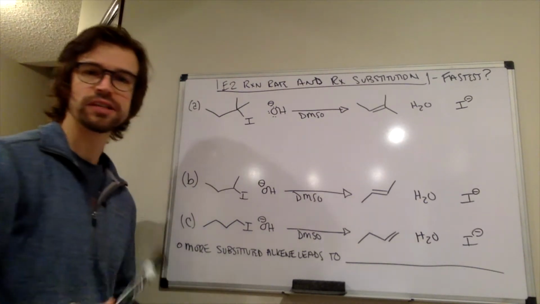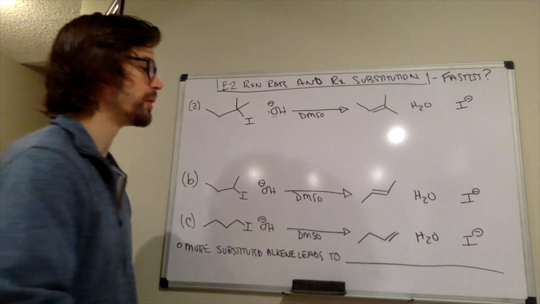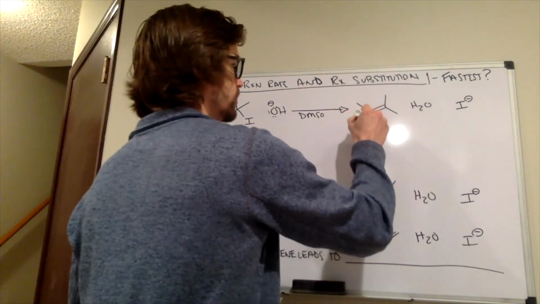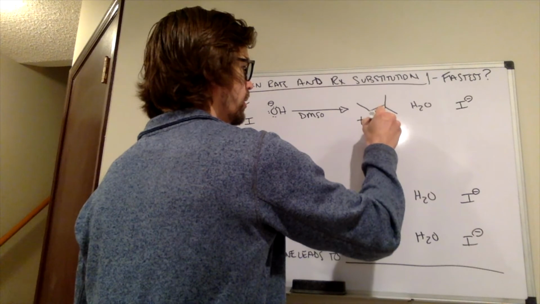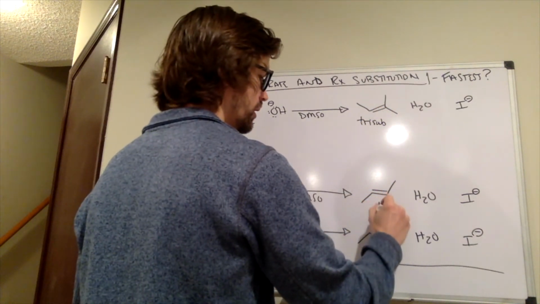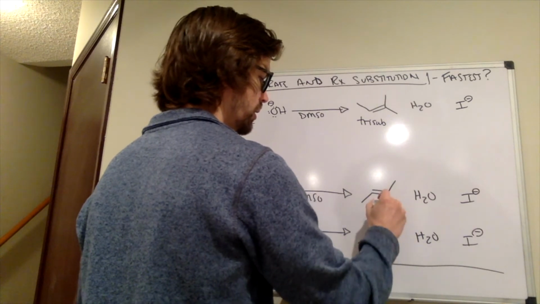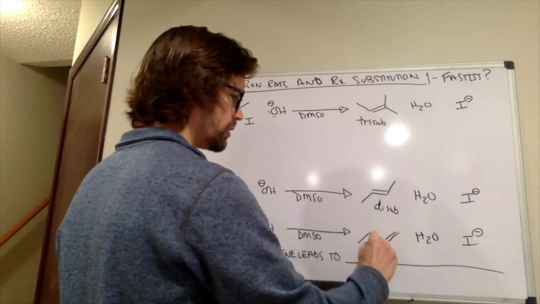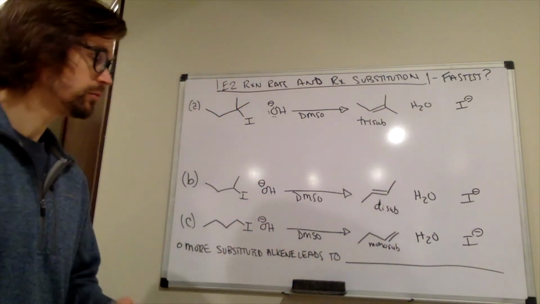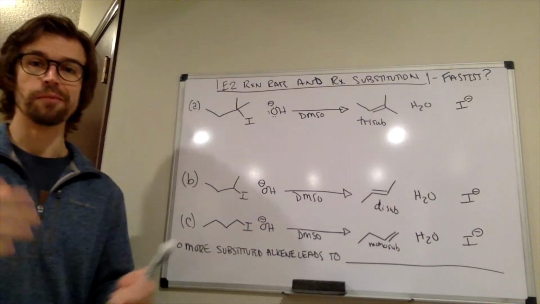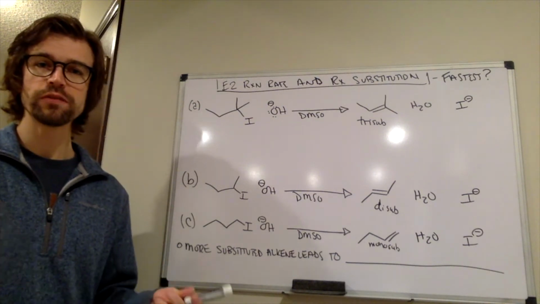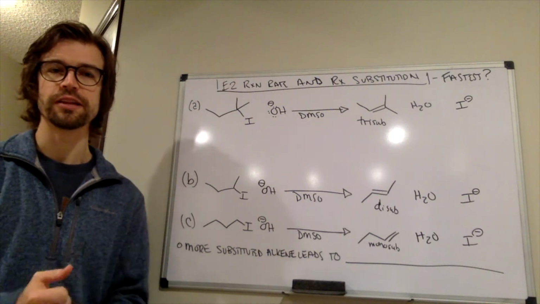And we're forming different types of products too. We're forming a tri-substituted alkene, so this is tri-sub. We're forming a di-substituted alkene here, di-sub, and this is a mono-substituted alkene, mono-sub. So, E2 reactions, we know how they work, we know what the mechanism is. Which of these would you expect to proceed the fastest?